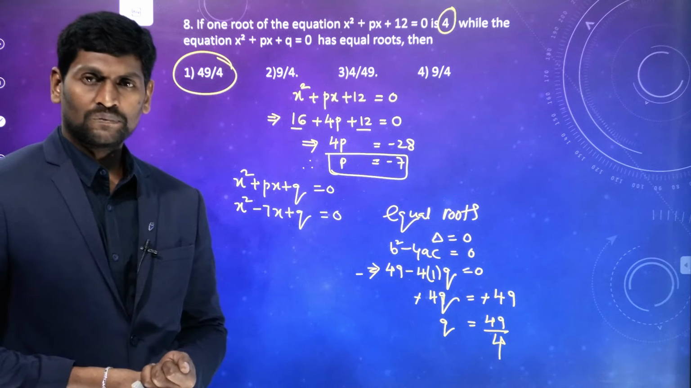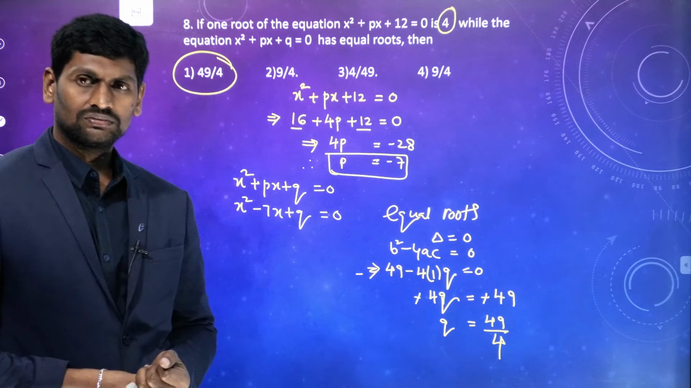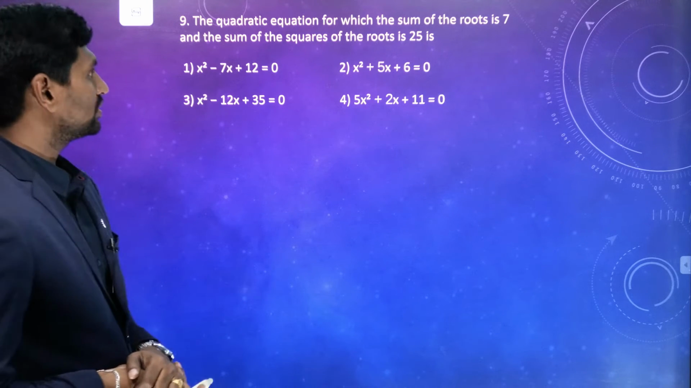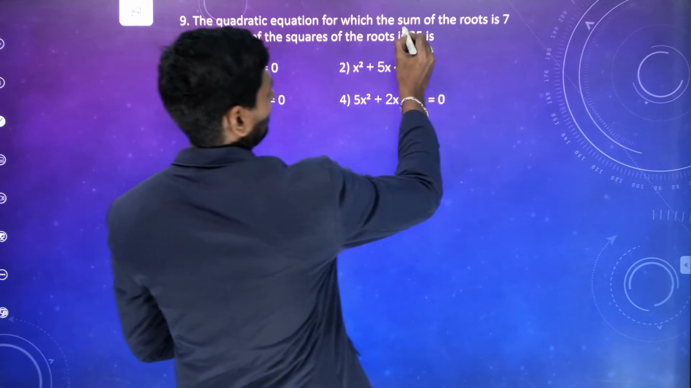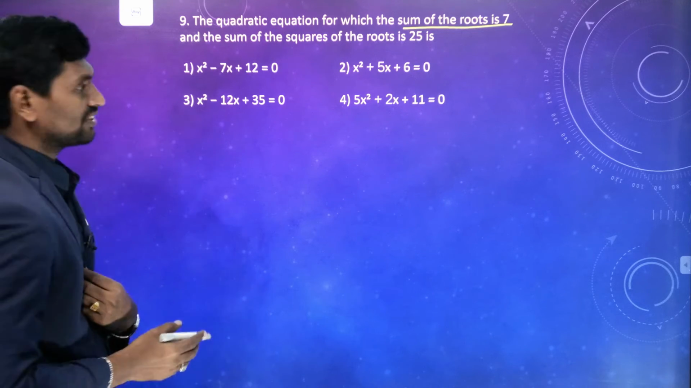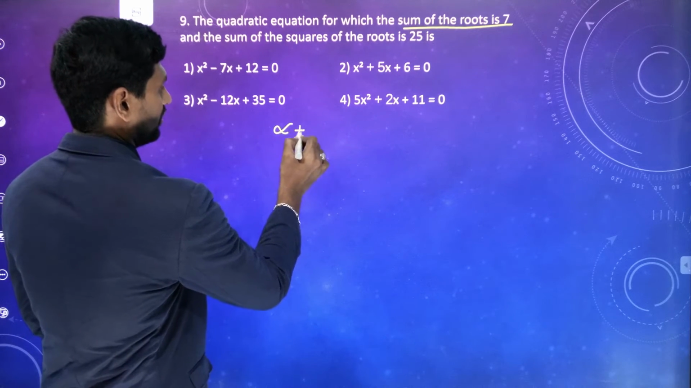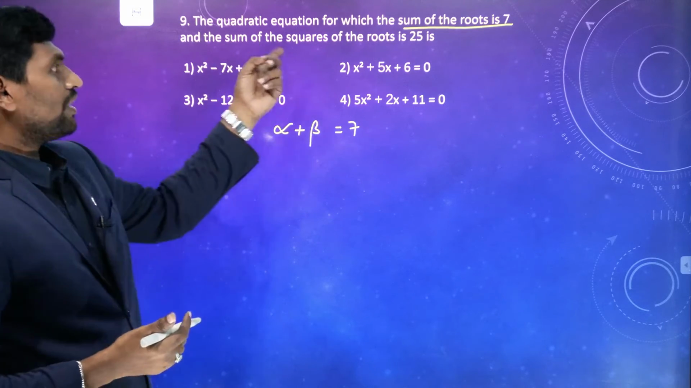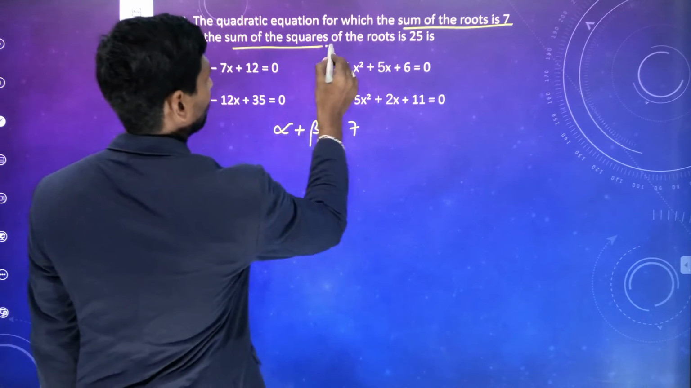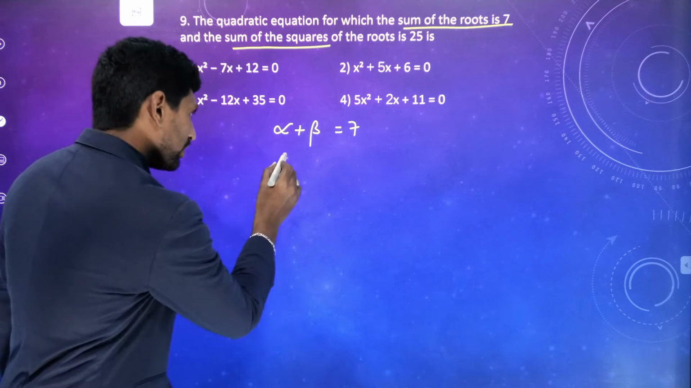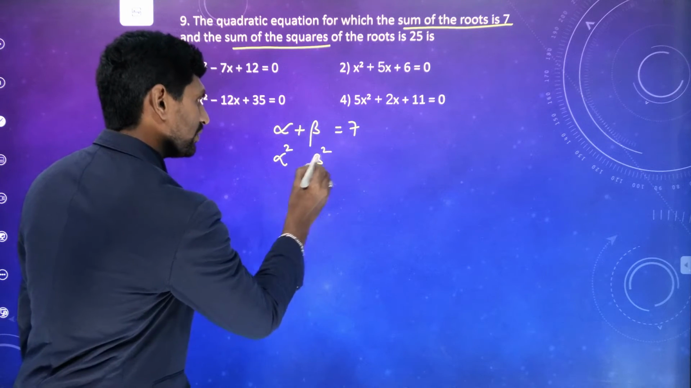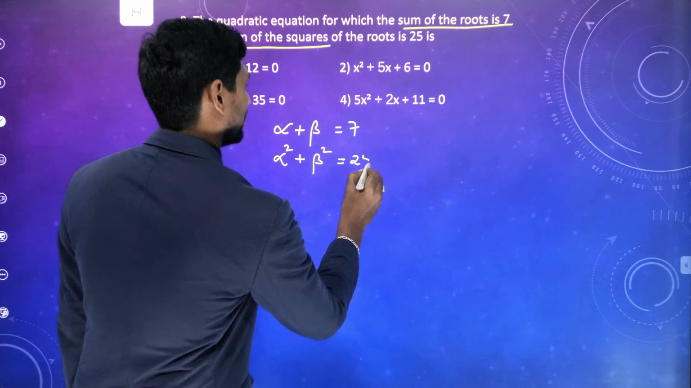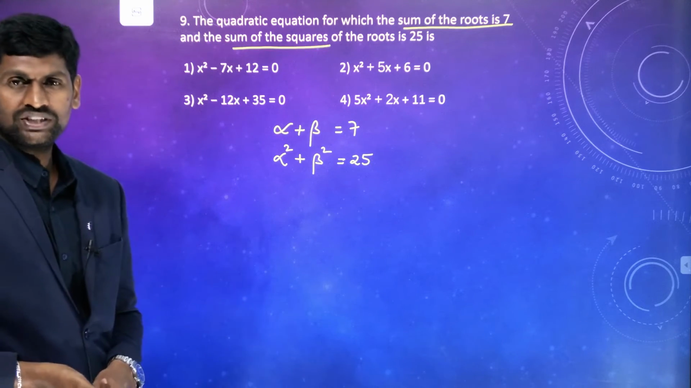Okay children, shall I go to the next one? The quadratic equation for which the sum of the roots is 7. Yes, sum of the roots is 7. Sum of the roots is nothing but alpha plus beta, value is 7. Next, sum of the squares. Squares means alpha square, beta square. Sum means plus. Alpha square plus beta square equals 25. Find the quadratic equation.